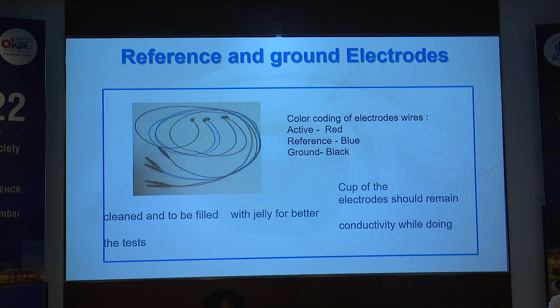Now, there is a color coding for different electrodes. Different companies have different ones, but the most common that we use are: active electrodes are red, reference electrodes are blue, and the ground electrode wiring is black.